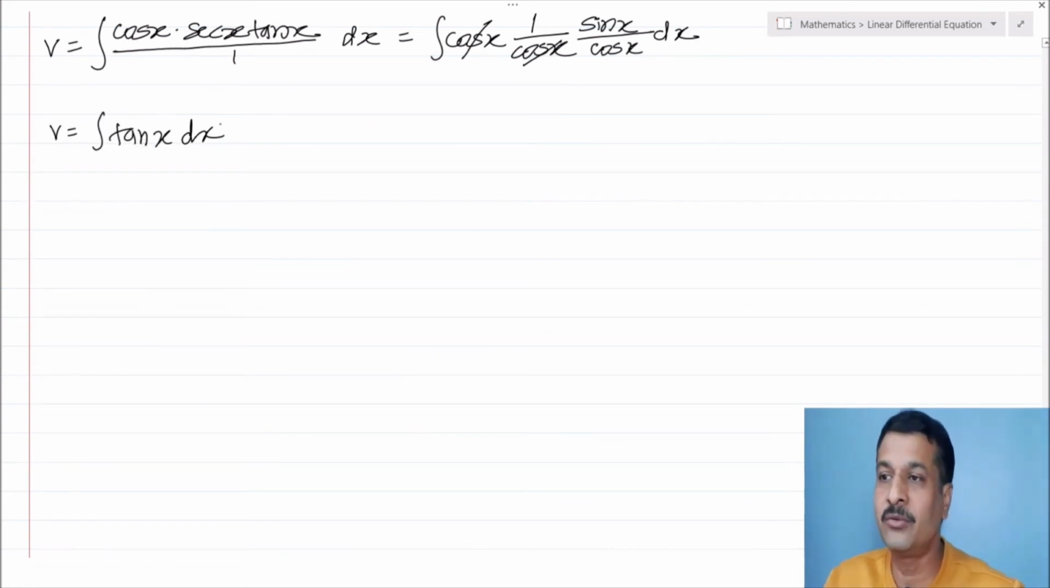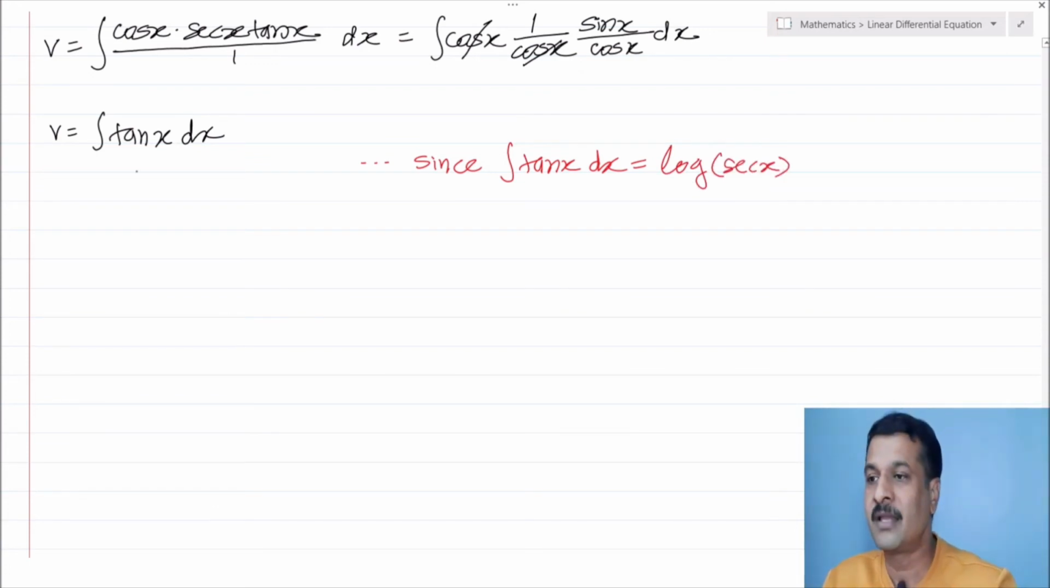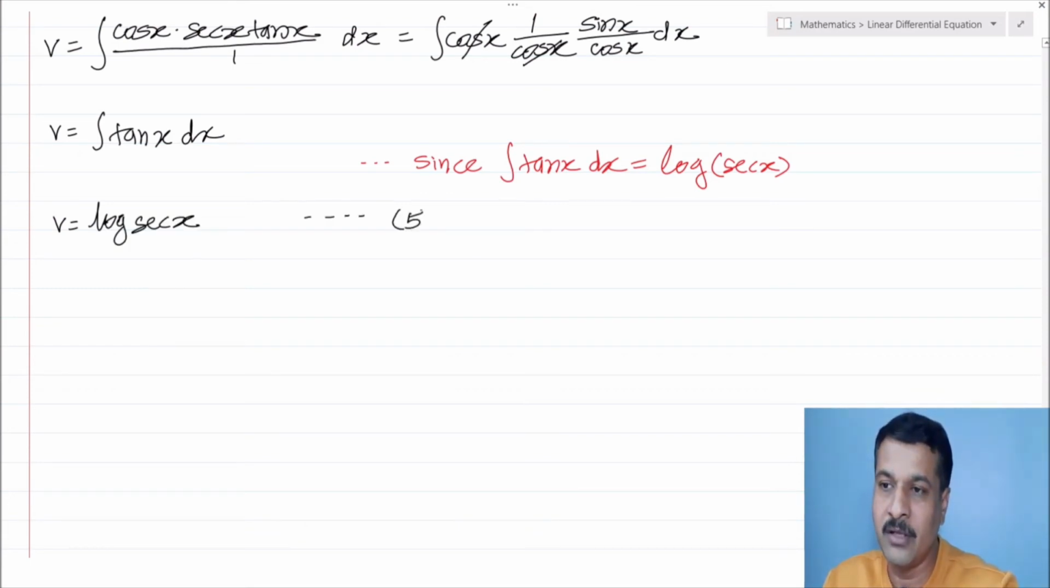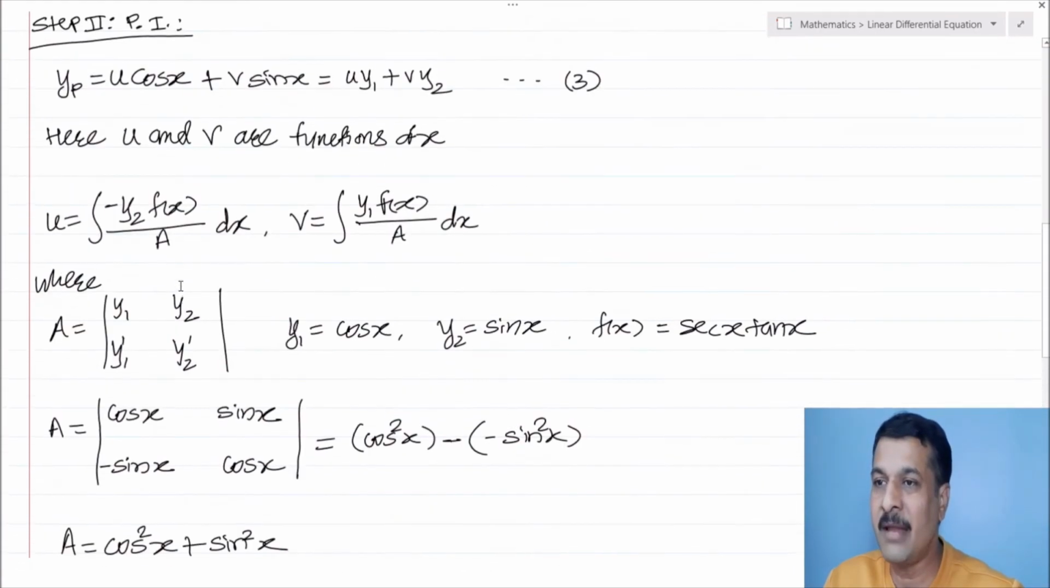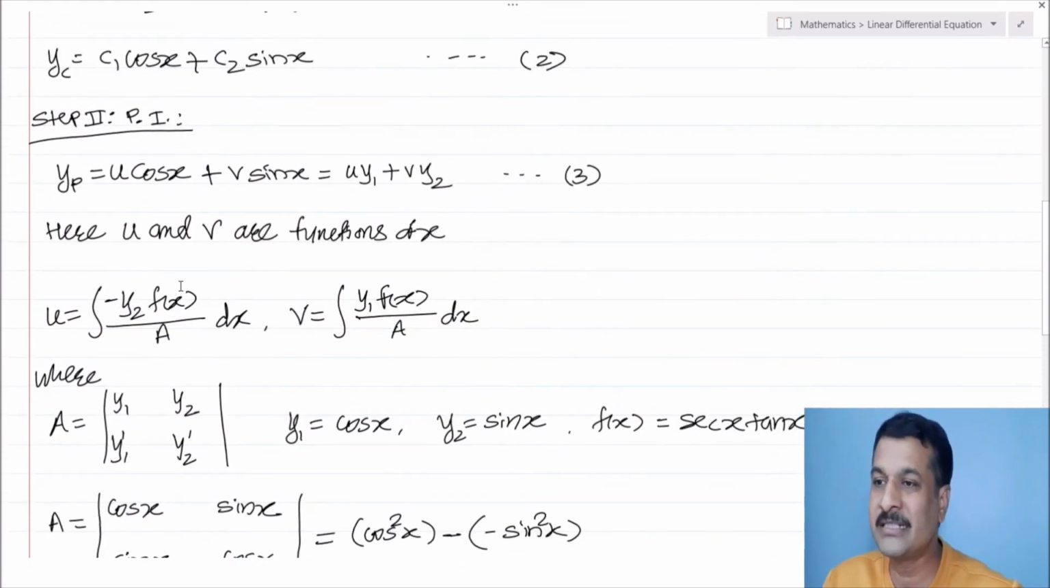And as we know, the standard integration of tan x is what? It is nothing but log of sec x, and therefore I am getting V equal to log of sec x. This is equation number 5. So substitute these values in yp. So what is yp here? U cos x plus V sin x.